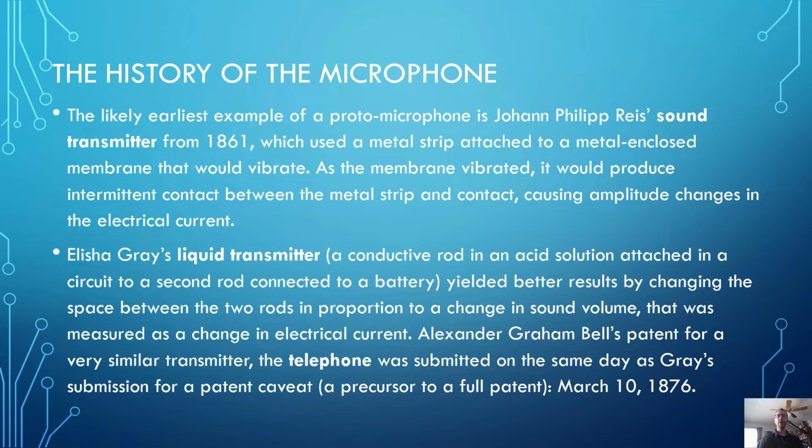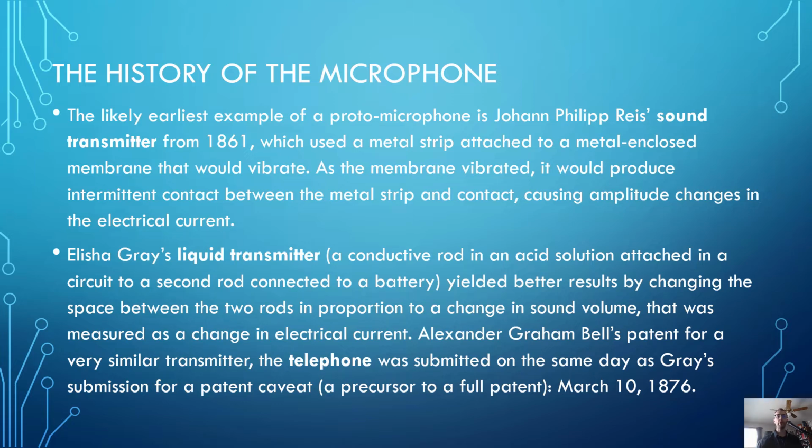So, the earliest likely example of a proto-microphone is Johann Philipp Ries's sound transmitter from 1861. This used a metal strip attached to a metal enclosed membrane that would vibrate. As the membrane vibrated, it would produce intermittent contact between the strip and the contact plate, causing amplitude changes in the form of electrical current.